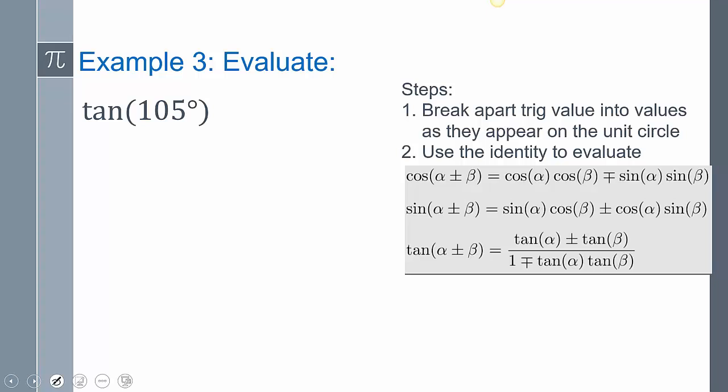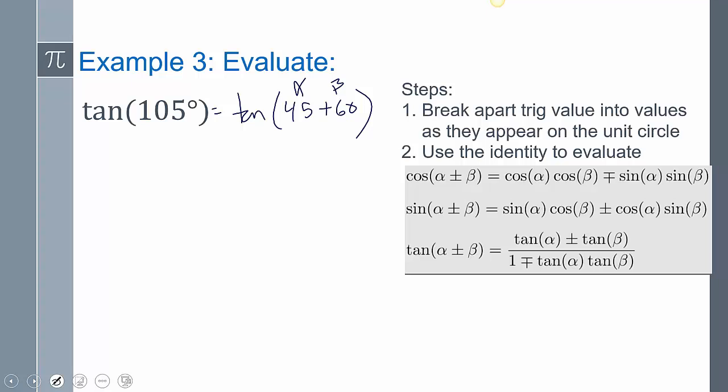Now tangent, so I can break this up into, now I'm thinking values in the unit circle, 30, 45, 60. Oh, there we go. So tangent of 45 plus 60. This is my alpha, this is my beta. Now another common question is, what if I did 60 plus 45? Is that going to change my answer? And the answer is no. It'll be the same thing.